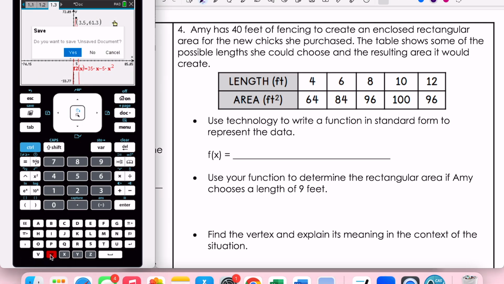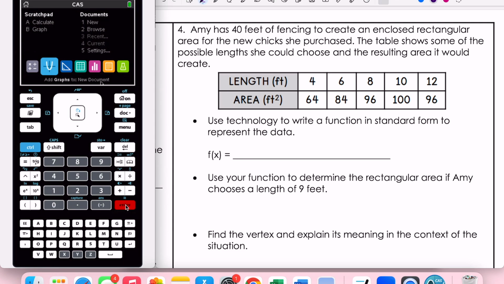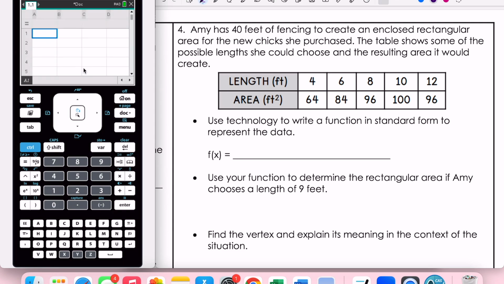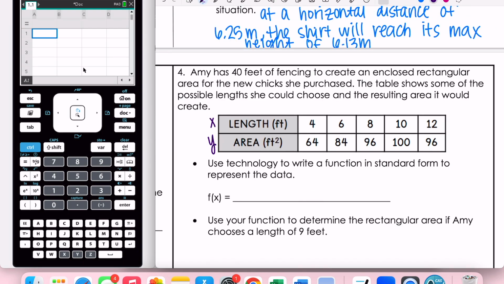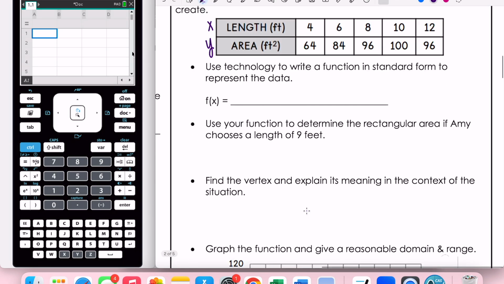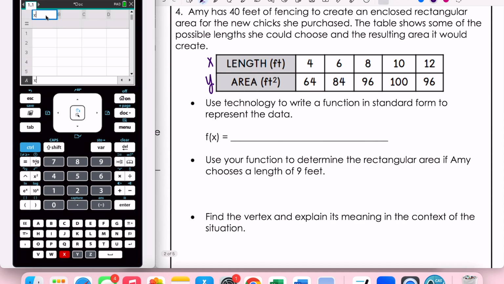So, start off by clearing out your calculator, Control W. No, you do not want to save anything. I am opening up a list in spreadsheets window. Now, remember, top row are your X's, bottom row are your Y's. So, we are going into list in spreadsheets, and we are going up to cell A, and we are going to type in X. Then we are going over to B, and we are going to type in Y. From here, we are entering in our data.